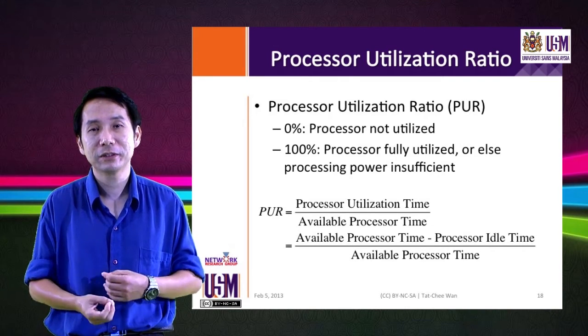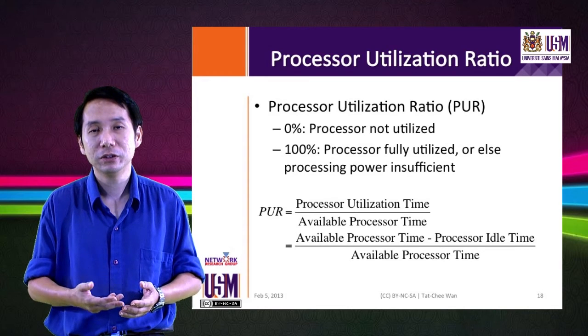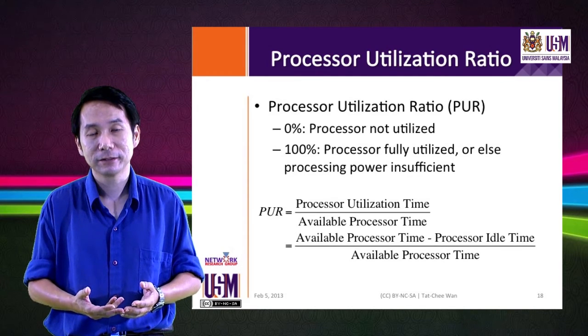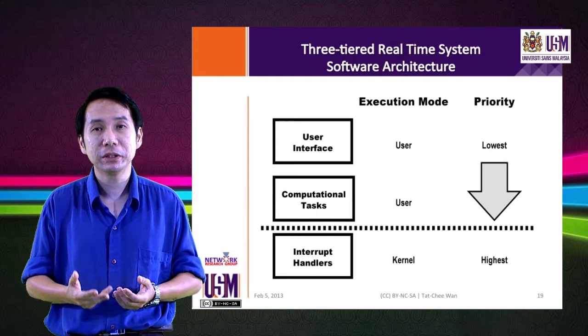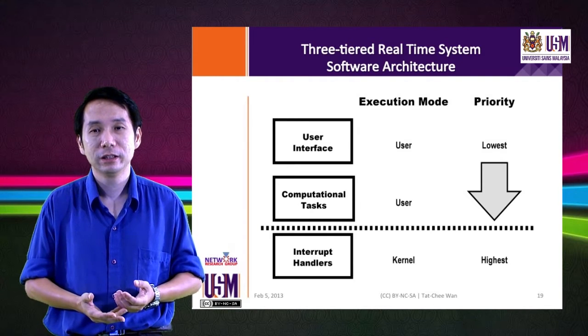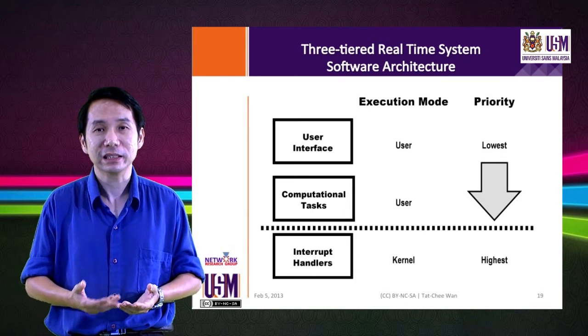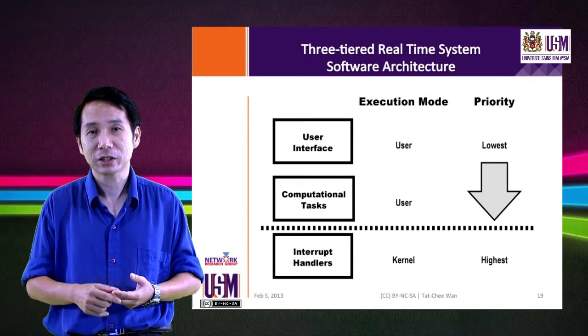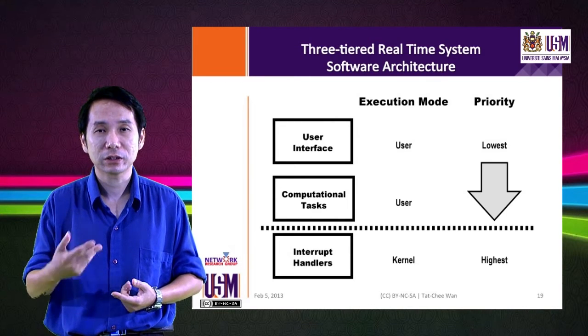This allows us to give an idea of how much of the CPU is actually not being used for normal processing. So with these various considerations, we can define a 3-tier real-time system software architecture. In this diagram, we see the 3 different tiers. The lowest level is the interrupt handlers. Then comes the computational tasks, and of course finally the user interface, which runs on top of it.